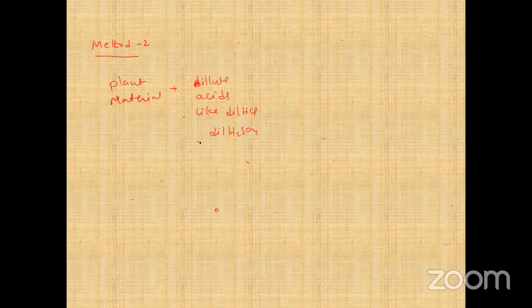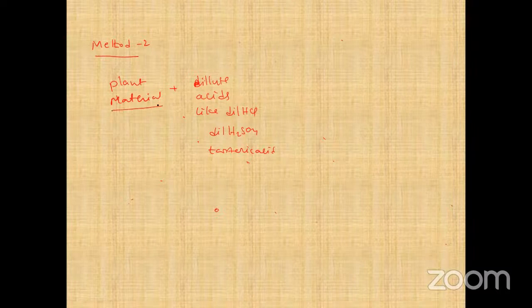Take the plant material. Just add acids, that is, dilute acids. Actually, we are going to use dilute acids, like dilute HCl, dilute H2SO4, organic acids also, tartaric acid, like that. These acid solutions are added to the plant material.